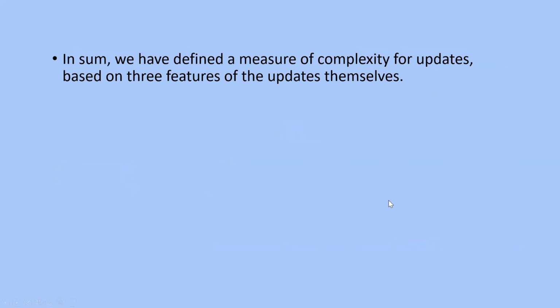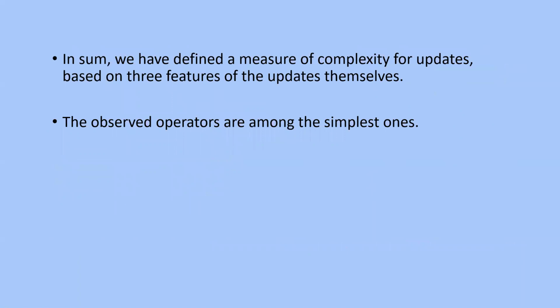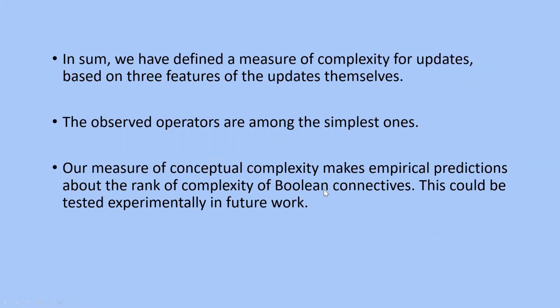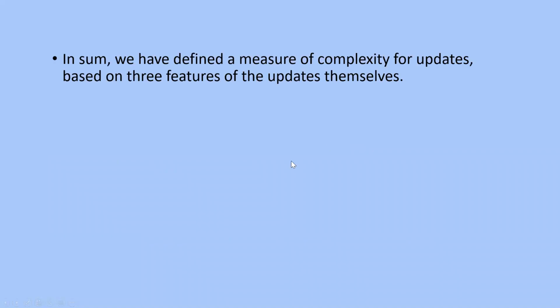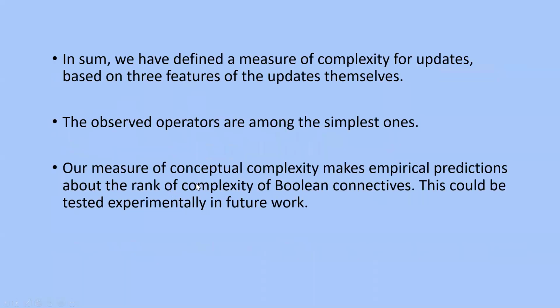So in the first part of this section, we have defined a measure of complexity for updates based on three features of the updates themselves. The observed operators are among the simplest ones, in the sense that AND, OR, and NOR are the operators that have most of the features that make them simple. And the measure of conceptual complexity makes empirical predictions about the rank of complexity of the Boolean connectives. So this could be tested experimentally in future work.